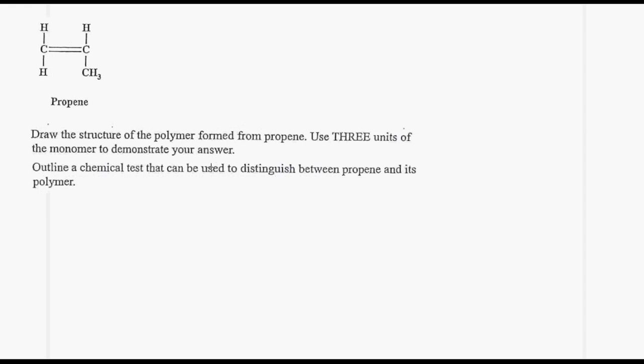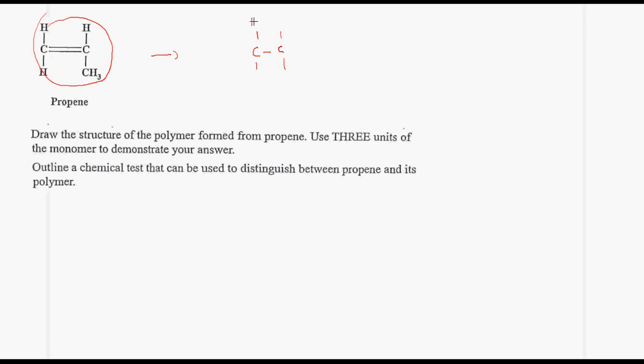And then this next question, we have propene, which is represented by this molecule or this displayed formula. It said draw the structure of the polymer formed from propene. Use 3 units of the monomer to demonstrate your answer. Now, this type of reaction is an addition polymerization, and this occurs because of the presence of the double bond. And the key thing to remember here is that when the polymer is formed, the double bond disappears. It turns into a single bond.